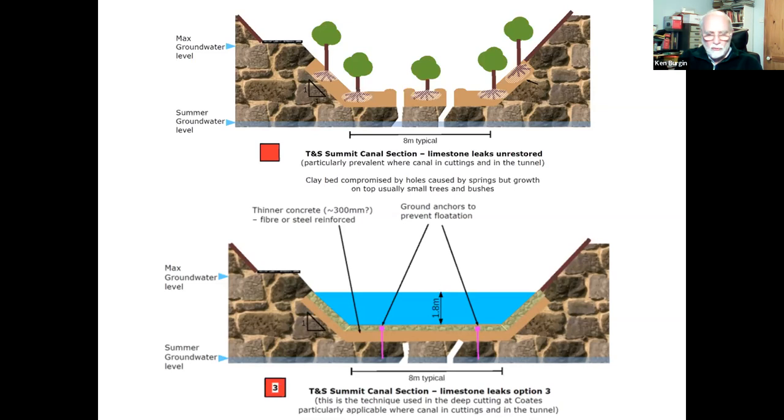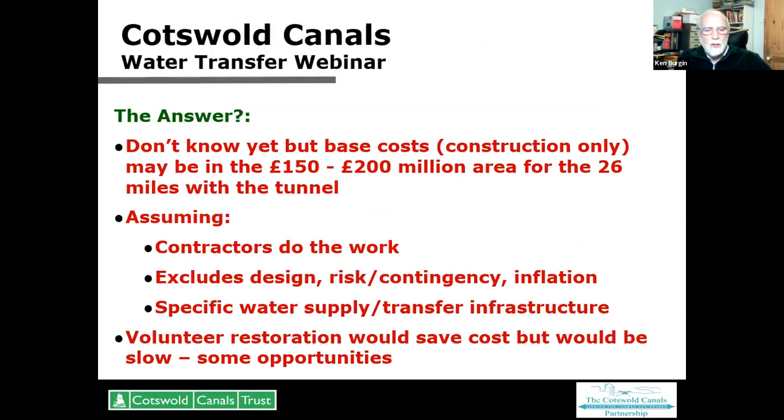Now, Mott MacDonald are using some quantity surveyors to review all of this and to come up with some costings as to what it would cost for a contractor to do all this work. We're awaiting that with some interest, and we'll doubtless get the opportunity to comment upon it when it's available. If you take all of that into account, and all the bridges and all the locks and all the rest of it, we're looking at a base cost of probably somewhere between 150 and 200 million pounds for the 26 miles of the canal and the locks and the tunnel.